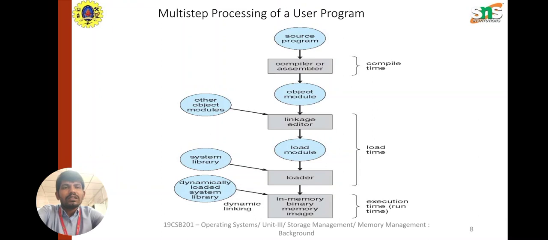So this is the multi-step processing of a user program. A source program goes through a compiler or assembler to an object module, then a linkage editor and load modules, and ends up as a binary image in memory. So we have three different stages in this concept: compile time, load time, and execution time.